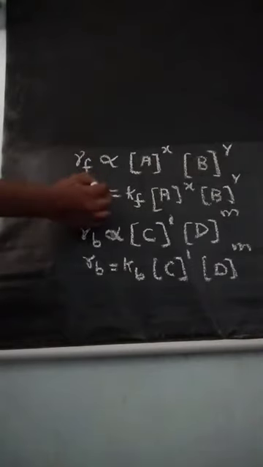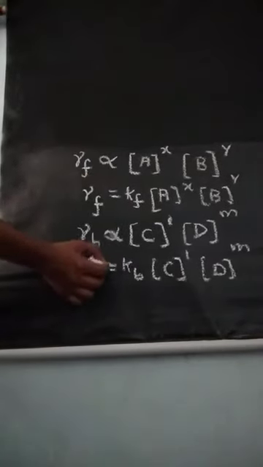See here, at equilibrium you got the formula now. Rate of forward reaction and rate of backward reaction. Now at equilibrium, the rates of forward and backward reactions are the same. So rate of forward reaction is equal to rate of backward reaction. So you can substitute the formula.